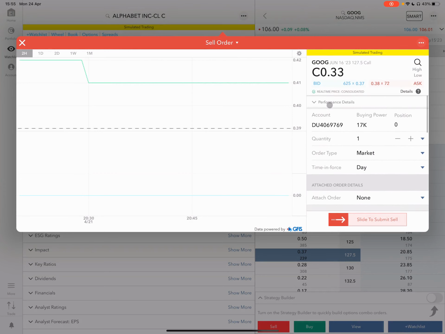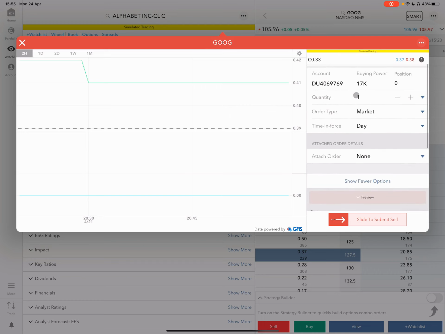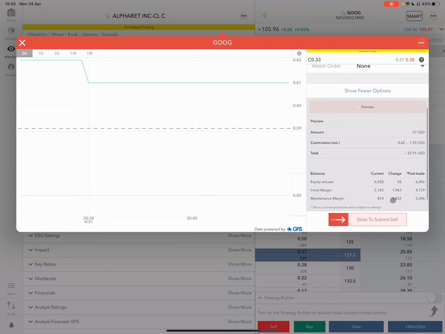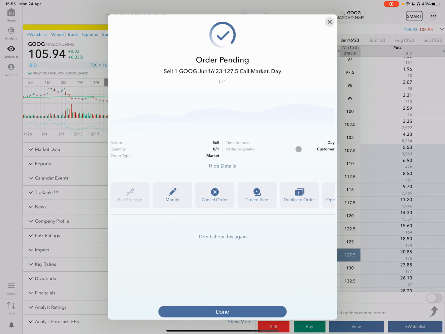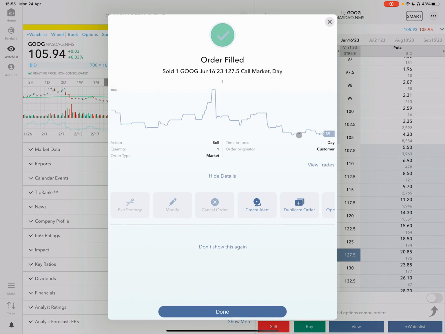So again, we are selling the 127 call, which is about a 20% move from the current price. Google needs to move, which is a big move for Google, which is why the premium is quite low. And I would imagine why the margin required is also quite low in the grand scheme of things. So if we slide to submit this order, we are pending. Okay, we've just got filled on there, which is good.